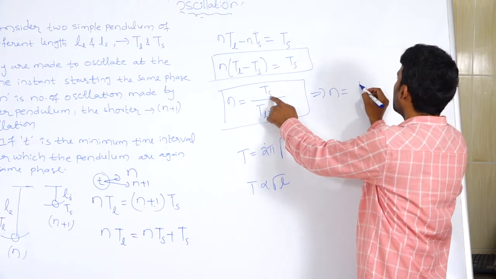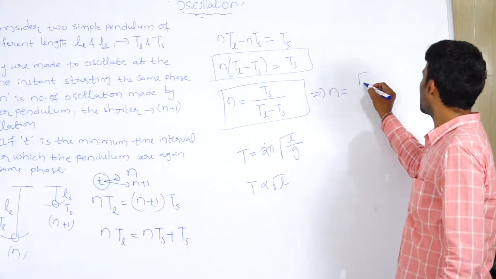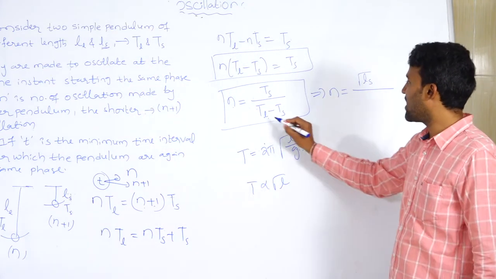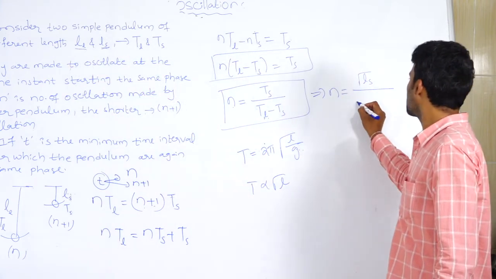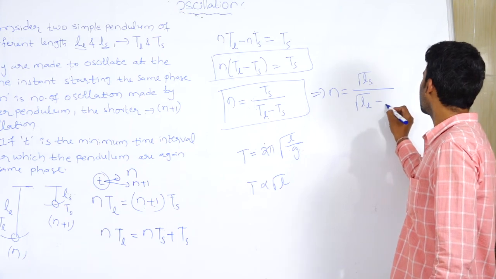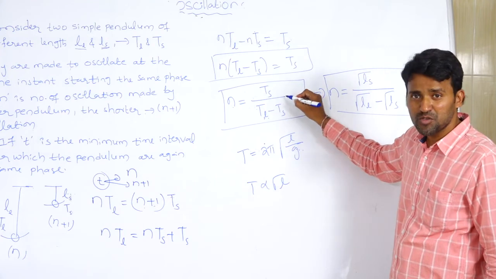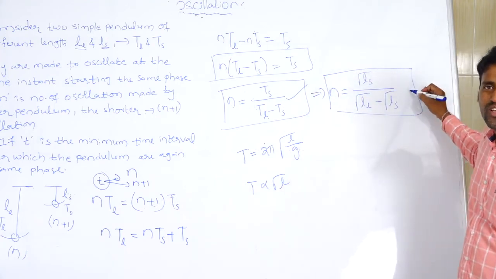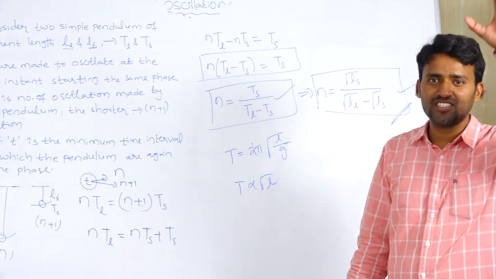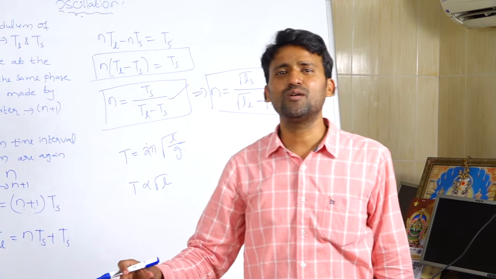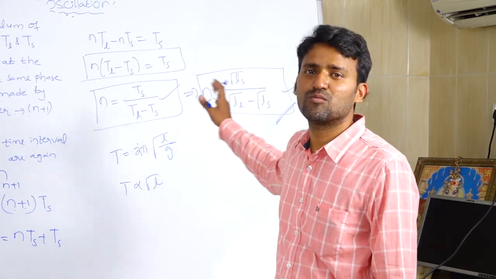So for the shorter pendulum, its length is LS, giving root LS, divided by the longer pendulum's length L, giving root L minus root LS. These are both formulas: one in terms of the time period, one in terms of the length. These are the equations when they give two pendulums, one longer and one shorter. The number of oscillations can be calculated by using this formula.